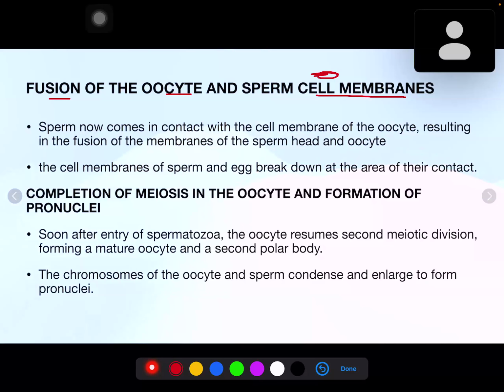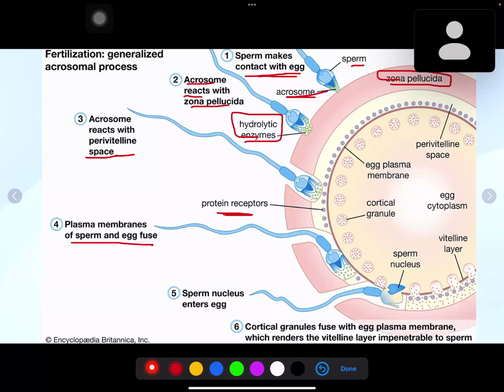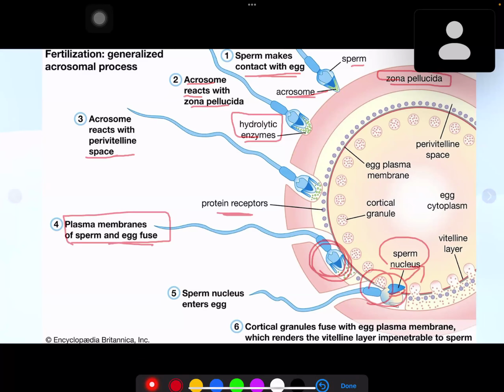The sperm now comes in contact with the cell membrane of the oocyte, resulting in the fusion of the membranes of the sperm head and oocyte. So the cell membranes of the sperm and egg break down at the area of their contact. If you see this diagram, the plasma membranes of the sperm and egg fuse like this. Then the sperm nucleus will enter the oocyte.